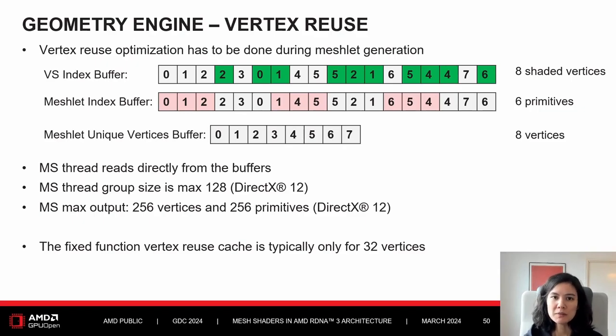There are some limits from the specification. A meshlet can have up to 256 vertices and up to 256 primitives. This also means that when you're using mesh shaders, you can have batches of unique vertices of up to 256, which is much more than the batches of unique vertices created by the Geometry engine, because the vertex reuse cache typically only accounts for about 32 vertices.